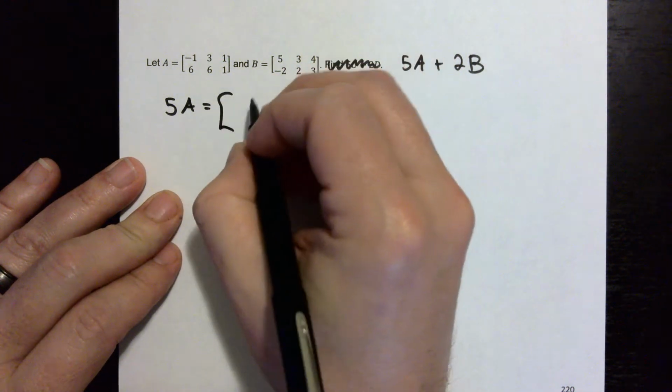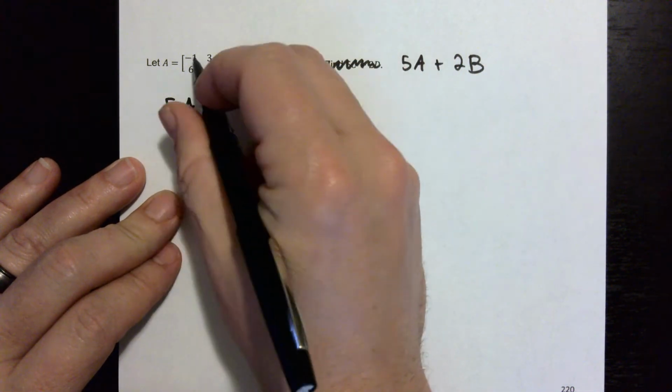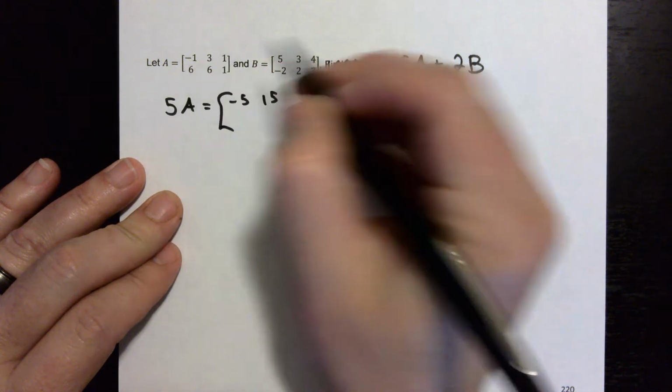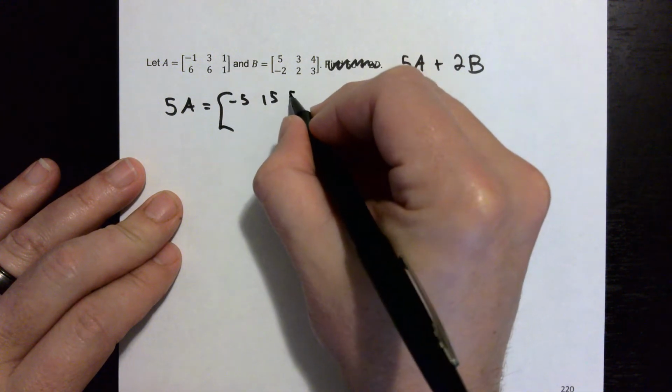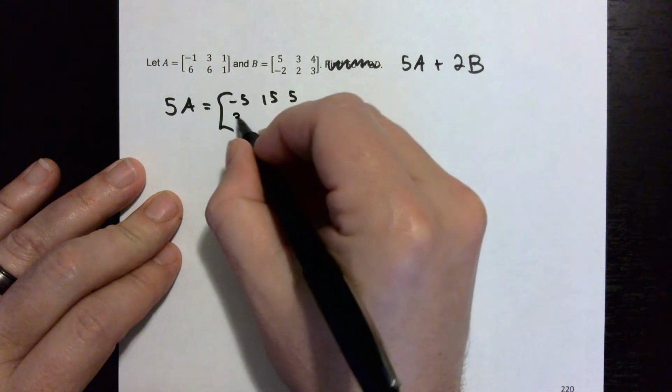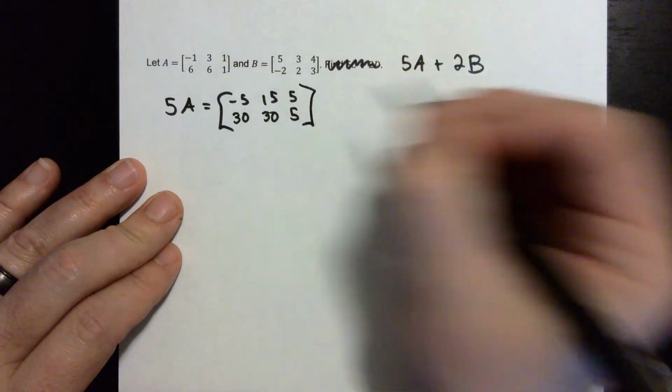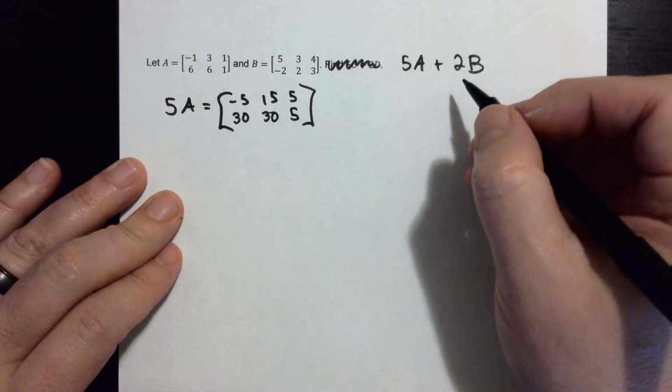And that will give us 5 times term by term, negative 5. 15 would be here. 5 times 6 is 30. 5 times 6 is 30. 5 times 1 is 5. Okay.